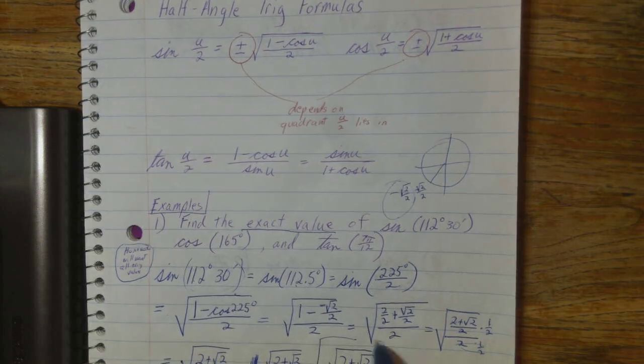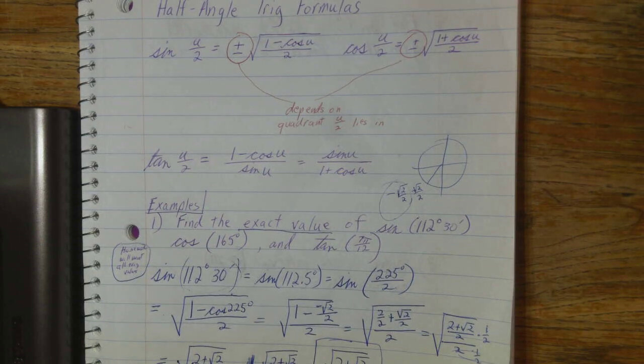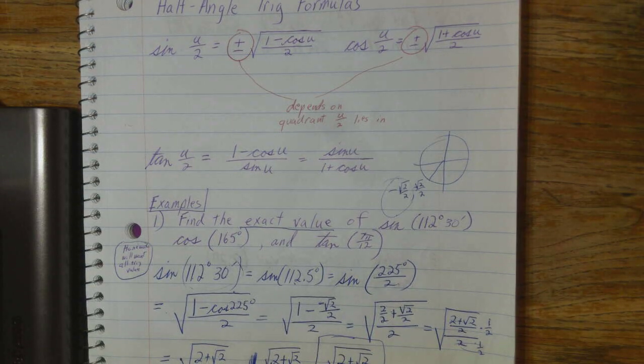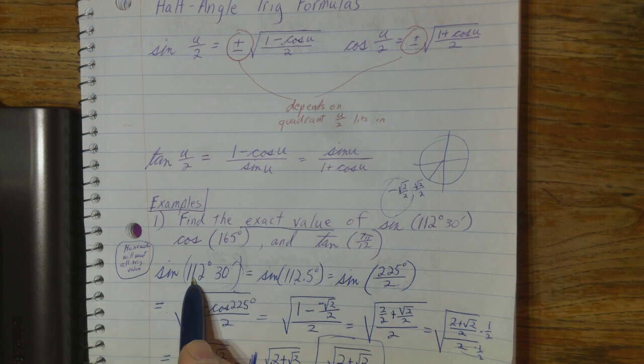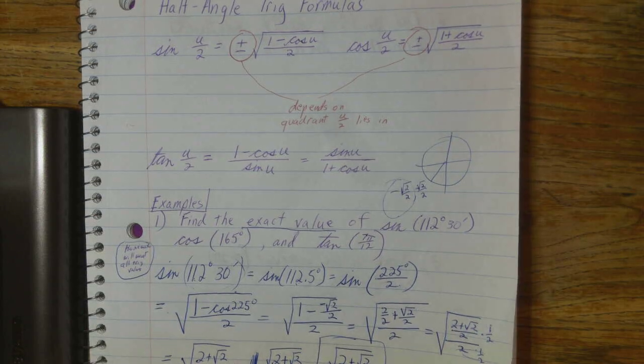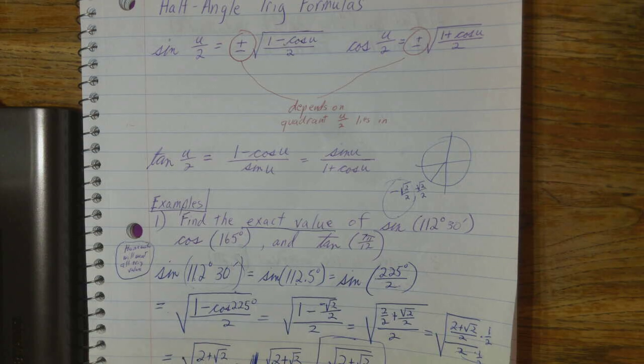So that's what we're going to call the final answer there. And that's for the sine, that's for the first one. Now for the second one, I'm going to do the cosine of 165 degrees.